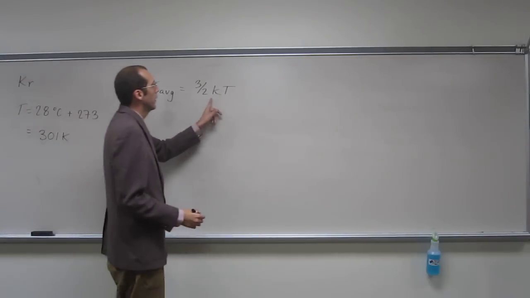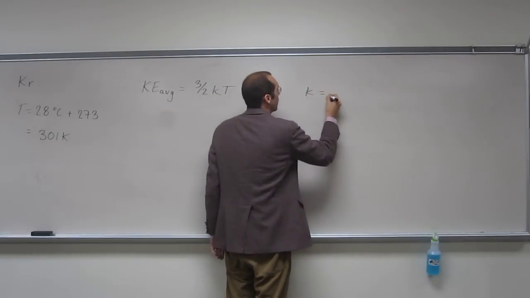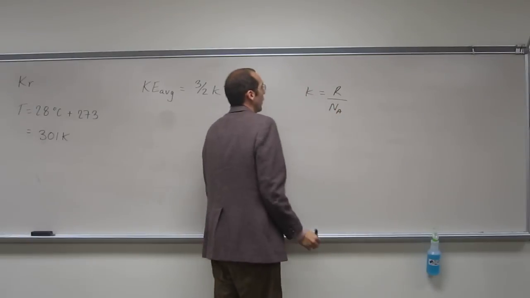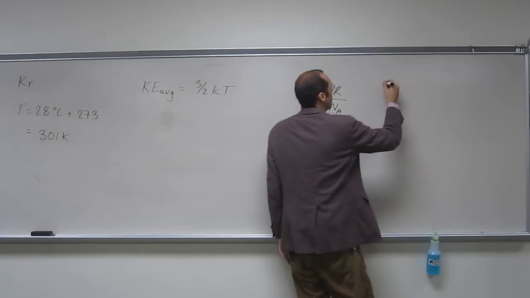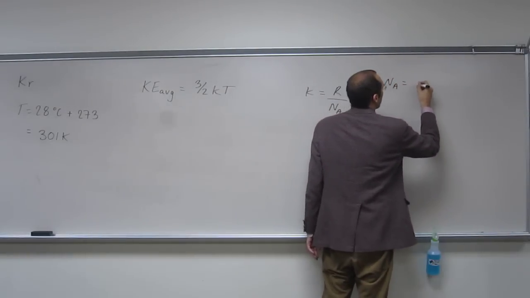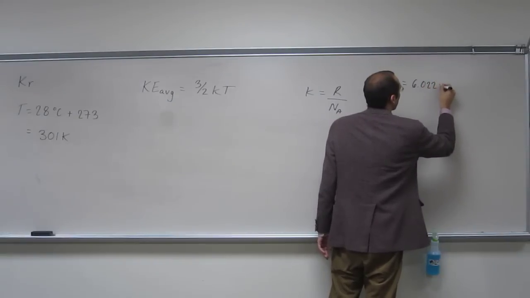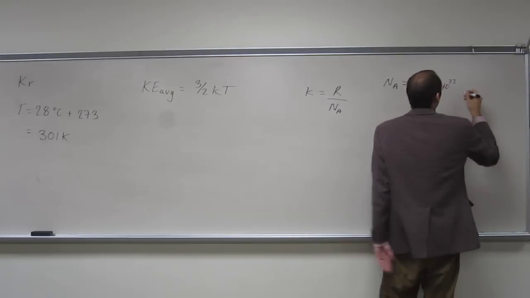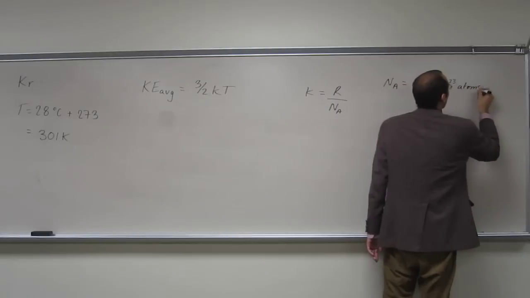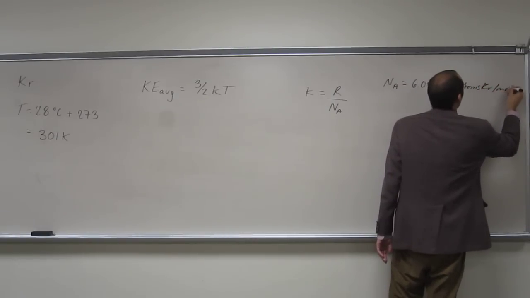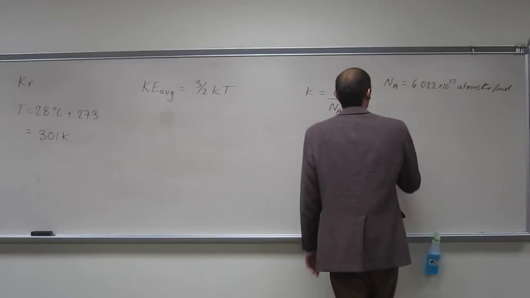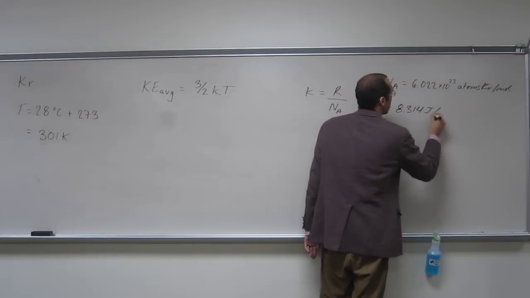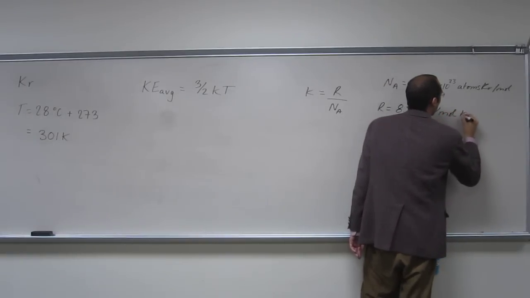And this k here is a constant, so it's always going to be the same constant. And that k is R divided by N_A, and both of these are going to be given to you. N_A is Avogadro's number, 6.022 times 10 to the 23rd, and in this case we can think of it as atoms of krypton or moles, if you want to. And R, in this case, you're going to use 8.314 joules per mole kelvin.